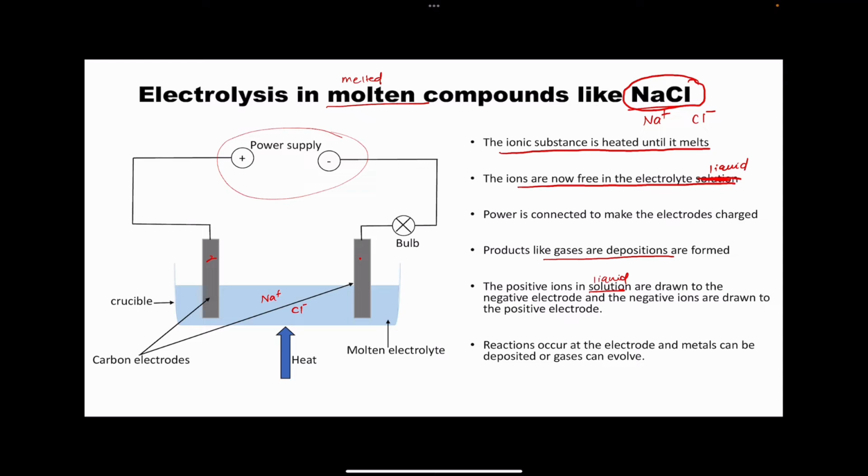Reactions occur at those specific electrodes, and then some things are going to be formed. Either we're going to form gases, or we form some solids. So let's begin. Let's continue.